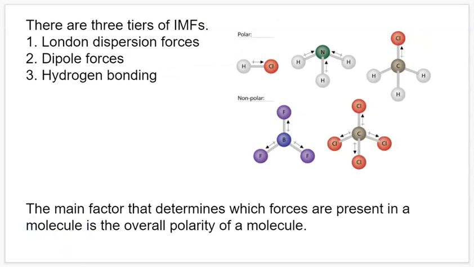So there are three tiers of intermolecular forces, which from now on I'll probably notate as IMFs. And they are the London dispersion forces, the dipole forces, which there are a few different versions of, and then hydrogen bonding. And to analyze what kind of intermolecular forces are present in a molecule, you want to know about the overall polarity of a molecule. So when you're determining this, you're going to want to be familiar with how to recognize polar covalent bonds and how polar covalent bonds affect the overall geometry of a molecule. Or sorry, the other way around, how the geometry is impacted by whether the bonds are polar or not, and how that means the electrons are asymmetrically distributed or symmetrically distributed.